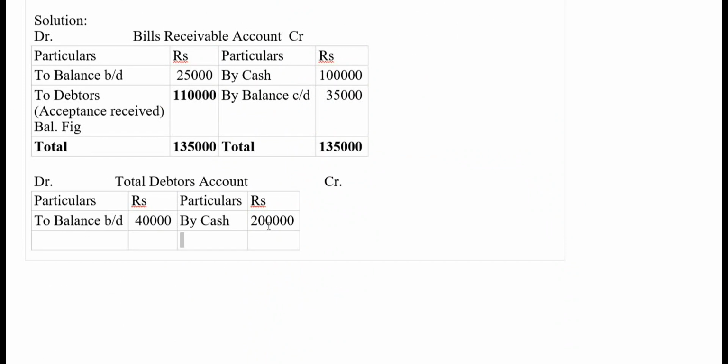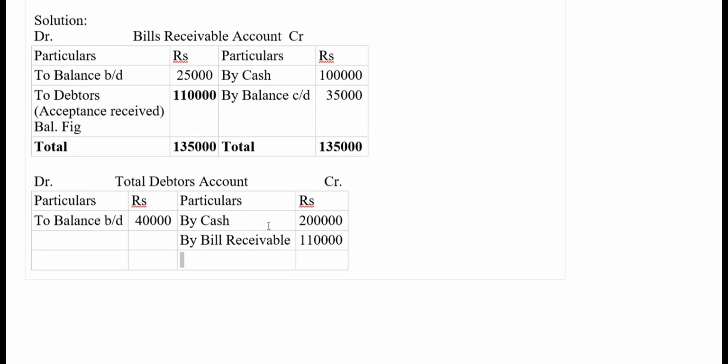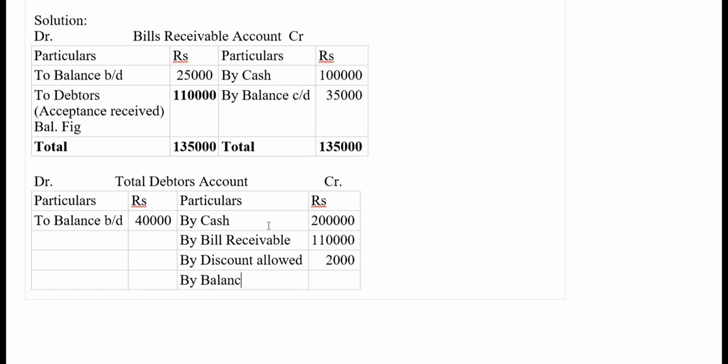Then when the bills are accepted, acceptance is received, so by bills receivable, that is 1,10,000. Then when the discount is allowed, the entry will be discount allowed account debit to total debtors, so total debtors is credited by discount allowed, rupees 2,000. Then the closing balance: by balance carried down, rupees 50,000.